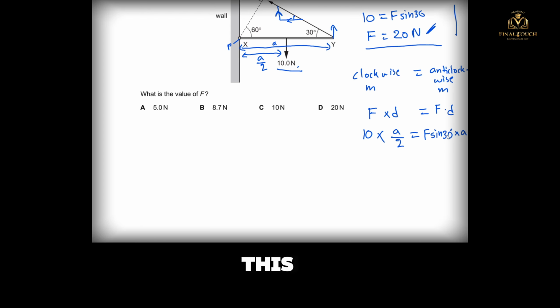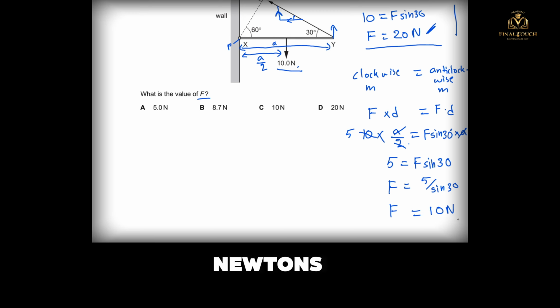And now we can solve this equation to find our value of F. As you can see, if we move F to this side of the equation, we can just divide it and A will be cancelled. And 10 can be divided by 2 to get 5. So 5 is equal to F sine 30. So our value of F would be 5 divided by sine of 30. So we get our final answer as F is equal to 10 newtons.